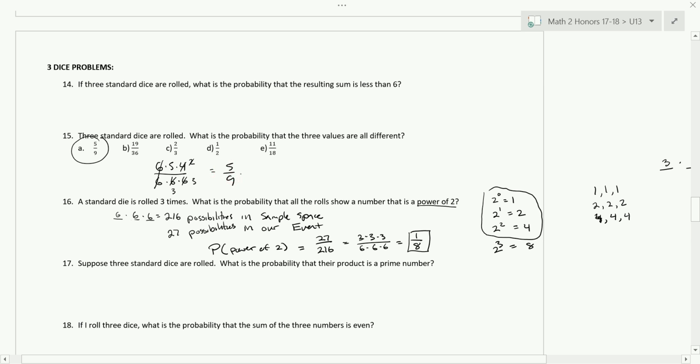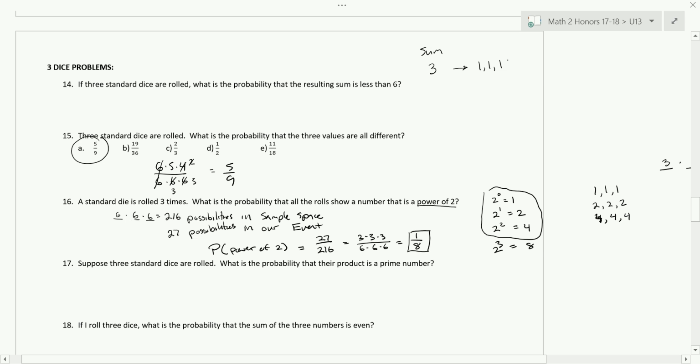Okay. So let's take a look at 14. 14 says if we have 3 standard dice that are rolled, what's the probability the resulting sum is less than 6? So what's the lowest sum possible? 3, right? If you roll 3 dice, the lowest sum you can get is 3, right? And so if I want a sum of 3, then that would be a 1, 1, 1.